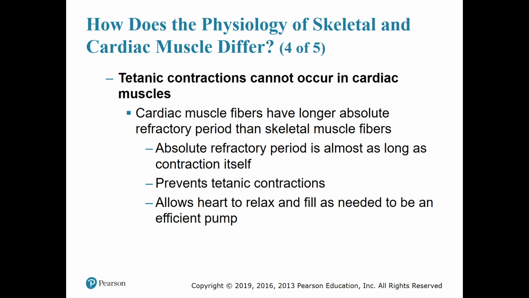Another difference is that tetanic contractions cannot occur in cardiac muscle. Cardiac muscle fibers have a longer absolute refractory period than skeletal muscle fibers. The absolute refractory period is almost as long as the contraction itself, which prevents the tetanic contractions that are seen in skeletal muscle. And this allows the heart to relax and fill as needed to be an efficient pump.